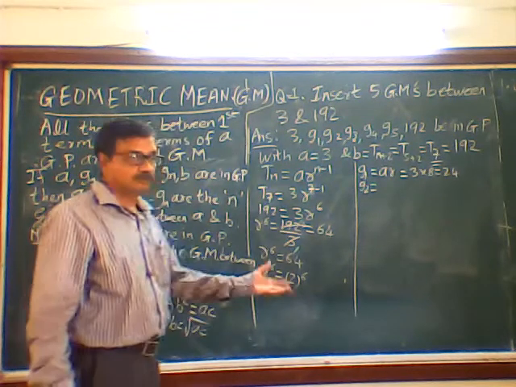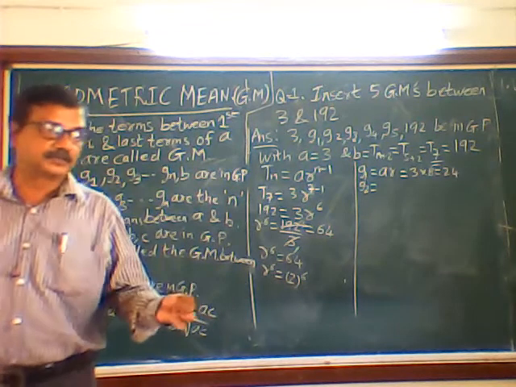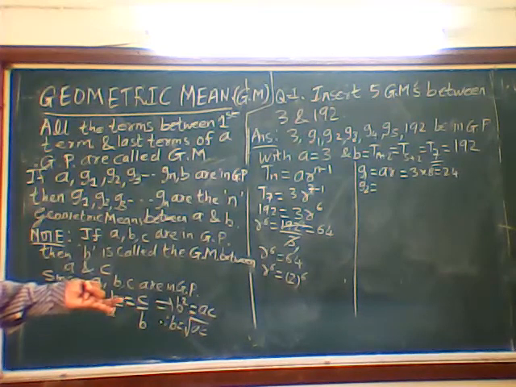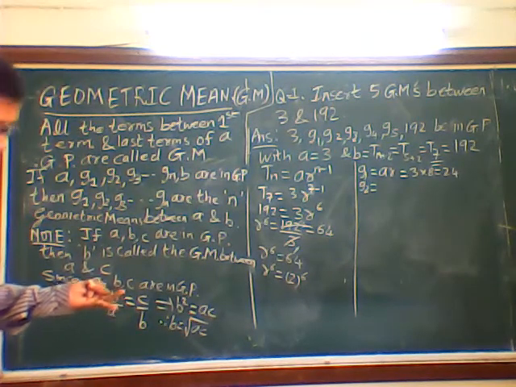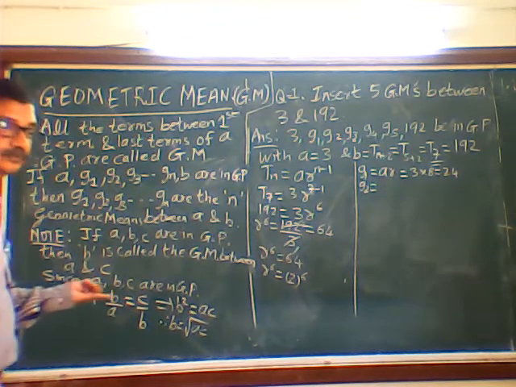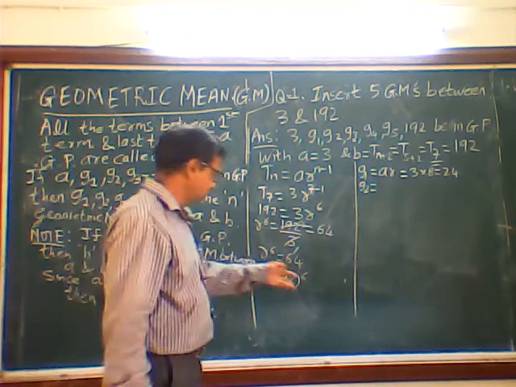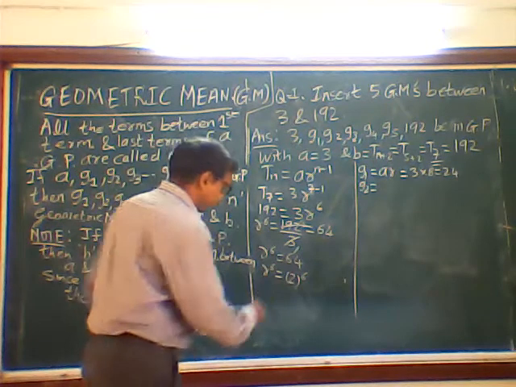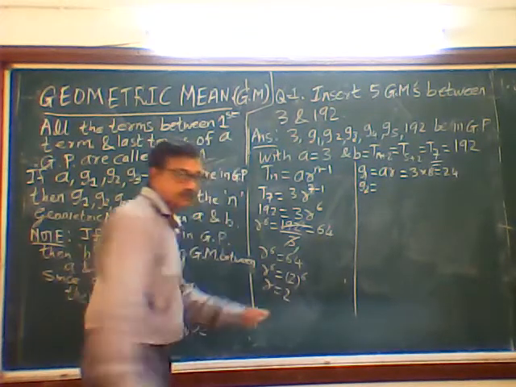2 raised to 6 is what? 2 into 2 is 4. 4 into 2 is 8. 8 into 2 is 16. 16 into 2 is 32. 32 into 2 is 64. So therefore r is equal to 2.